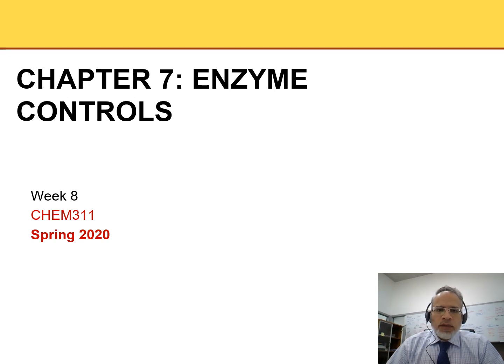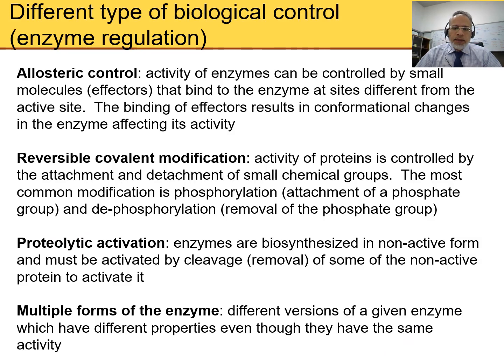I'm going to start again from chapter 7 that we have already spent some time studying in our class. So again, we're talking about enzyme controls. We're talking about how enzymes can be regulated. As I said last time, there are basically four approaches of doing this. One is called the allosteric control. Second one is called reversible covalent modifications. Third one is called proteolytic activation, and the fourth one is multiple forms of the same enzyme.